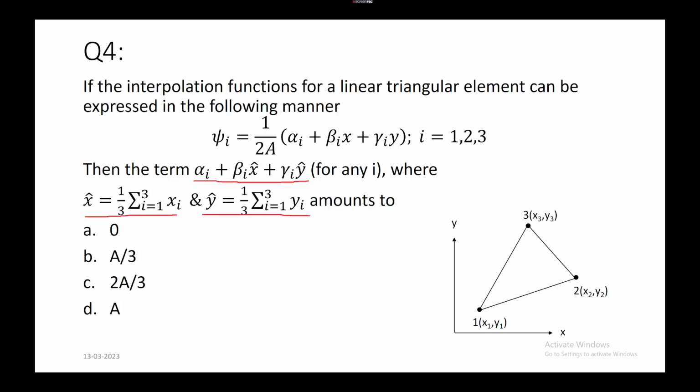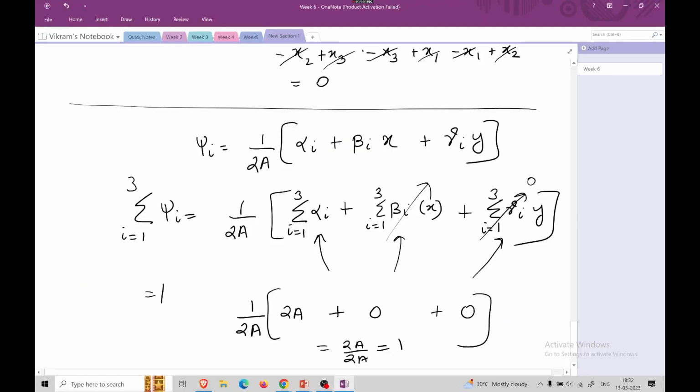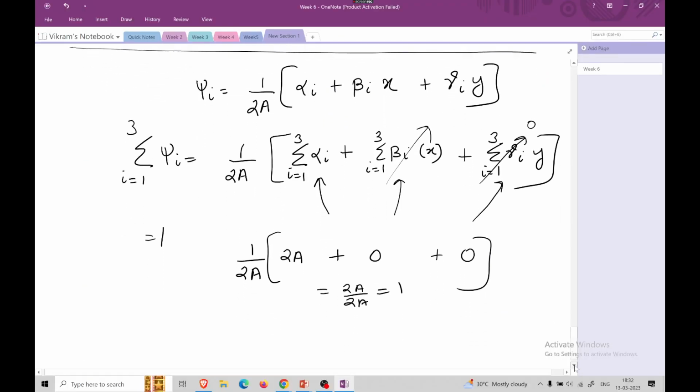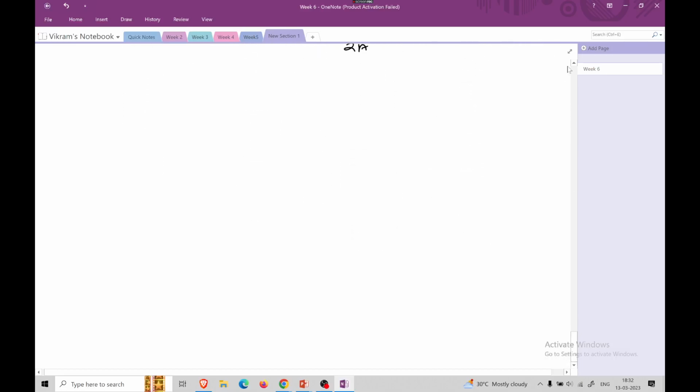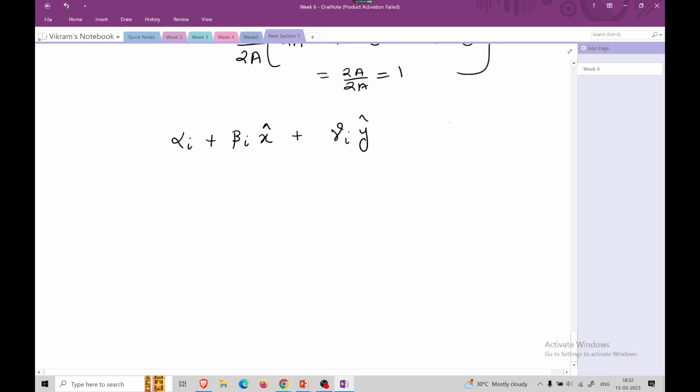Again we'll have to work this out, so we'll try working out this problem also. What is being asked here is alpha I plus beta I x cap plus gamma I y cap for any I. So let us take I equal to 1: alpha 1 plus beta 1 x cap plus gamma 1 y cap.